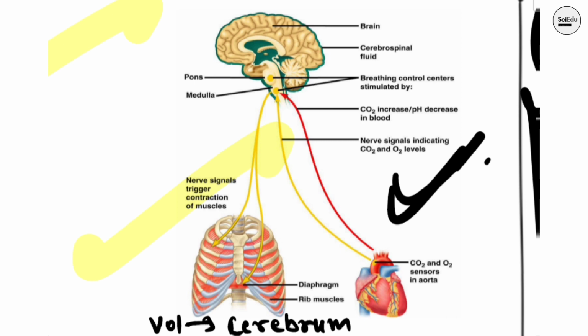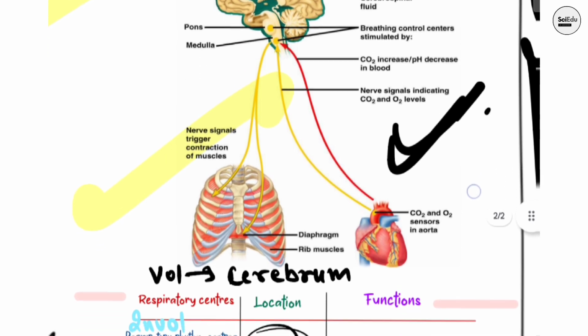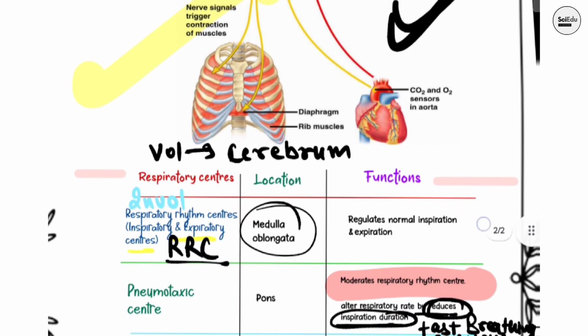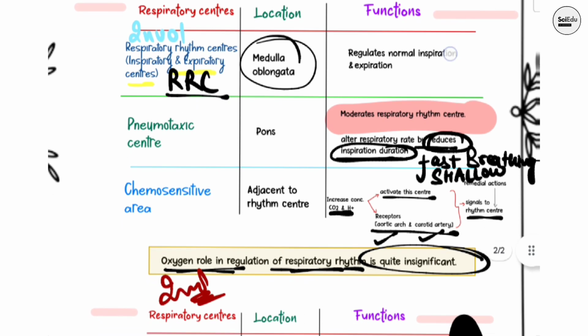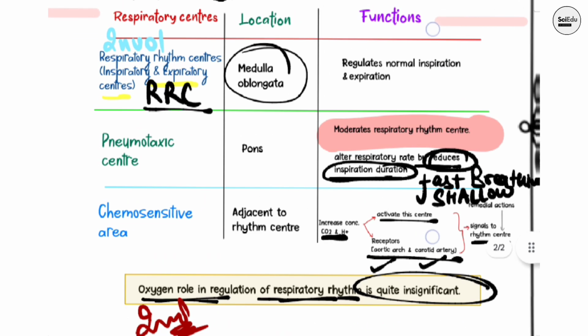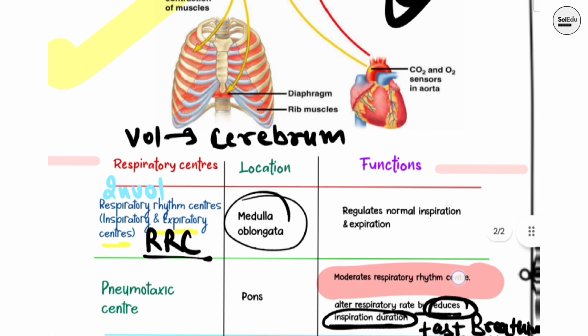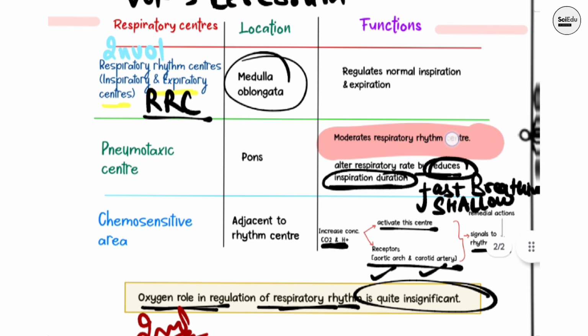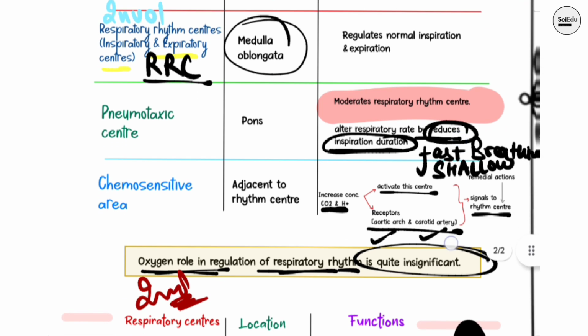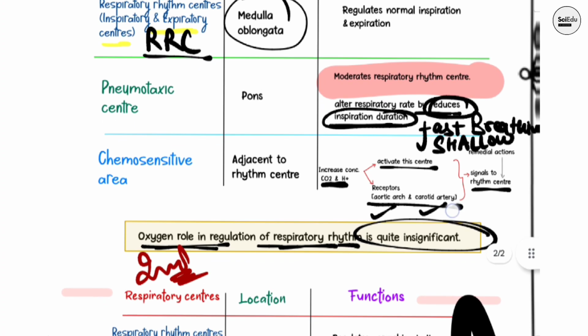A chemosensitive area is situated adjacent to the rhythm center which is highly sensitive to CO2 and hydrogen ions. Increase in these substances can activate this center, which in turn can signal the rhythm center to make necessary adjustments in the respiratory process by which these substances can be eliminated. Receptors associated with aortic arch and carotid artery also can recognize changes in CO2 and H+ concentration and send necessary signals to the rhythm center for remedial actions. The role of oxygen in the regulation of respiratory rhythm is quite insignificant.